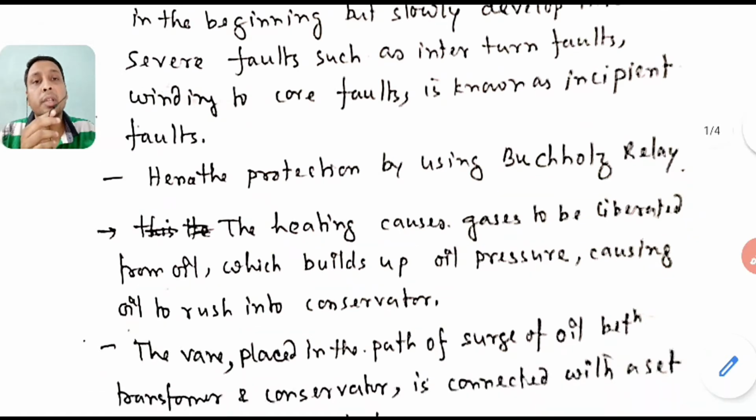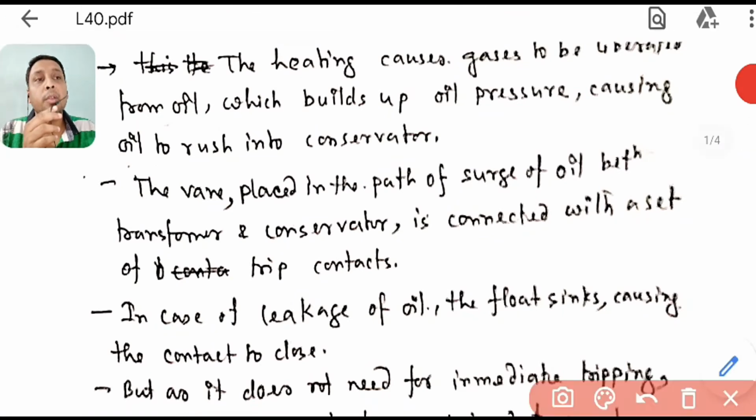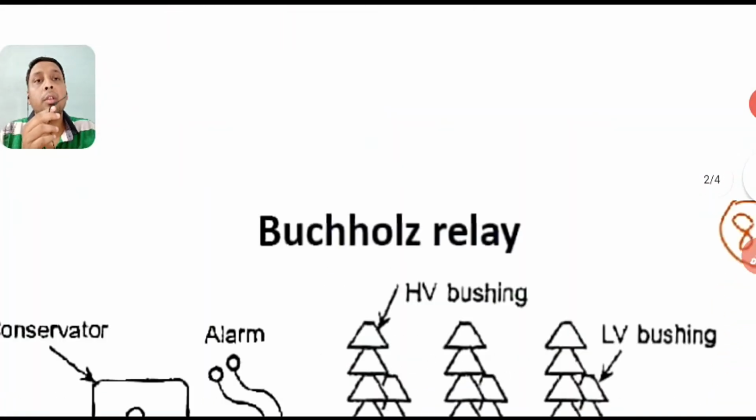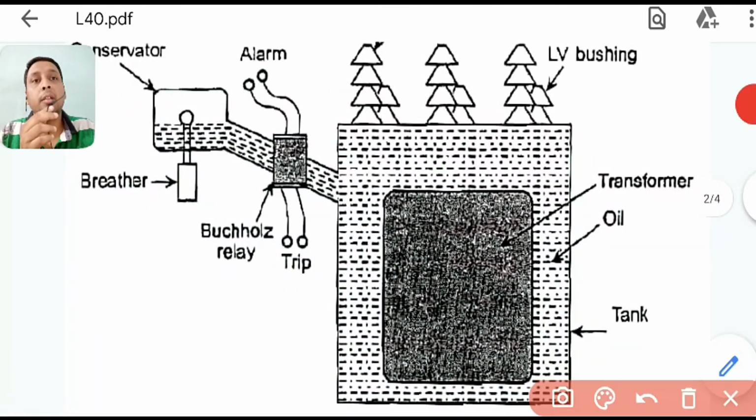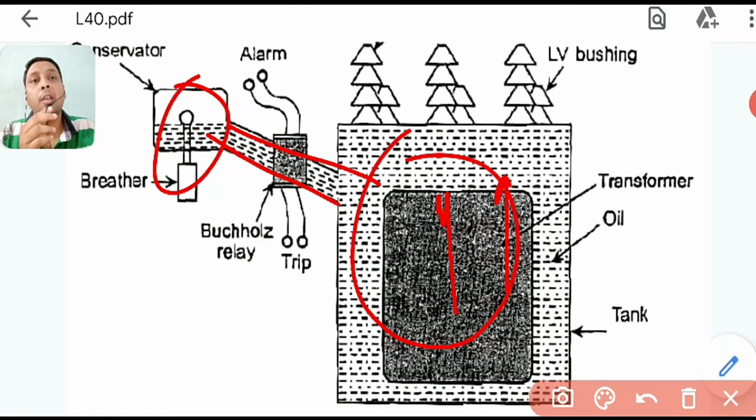In the drawing you will see a vane is placed. Here you can see the drawing. This is the Buchholz relay. You can see this is the tank and this is the conservator, and the relay is in the path. If there is a pressure increase here, the oil will try to go this side.